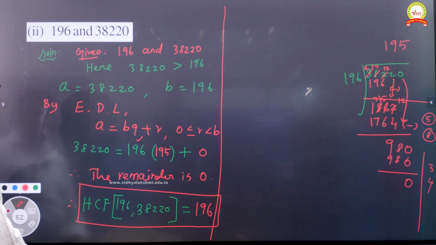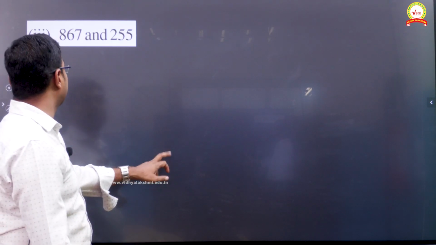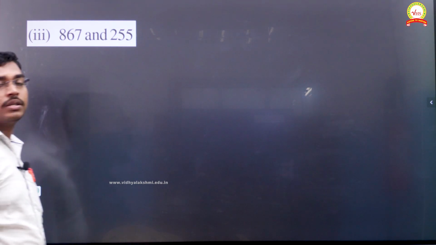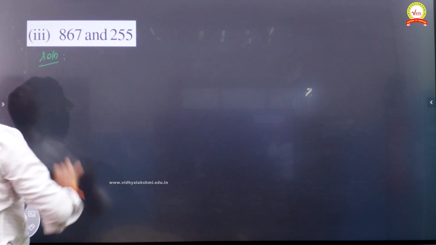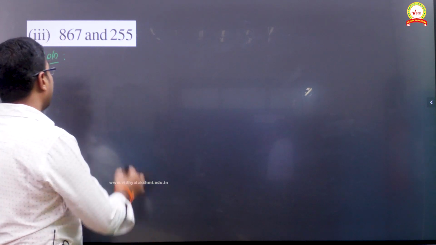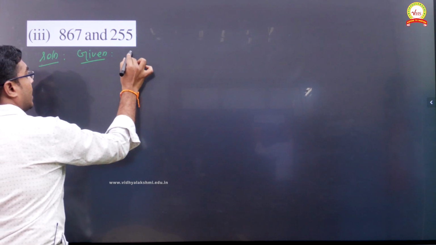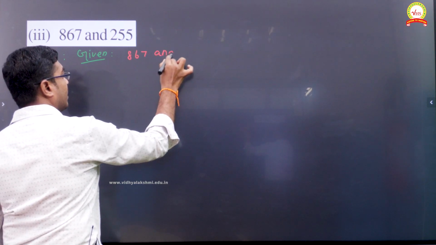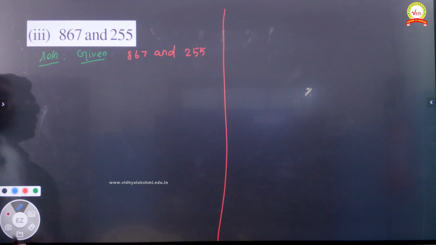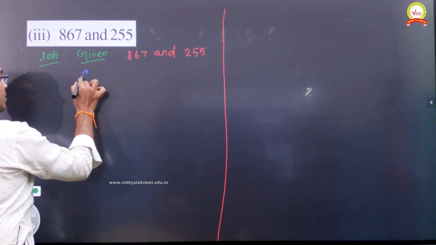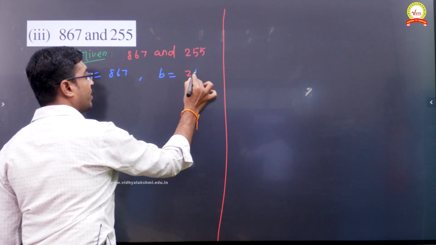Okay. We are moving to the next one. Third sum. Next sum we are going to see, the third one. Dear students, what is the given number? The given numbers are 867 and 255. So which one is the larger number? 867. So I take A. A is 867. So B is 255.